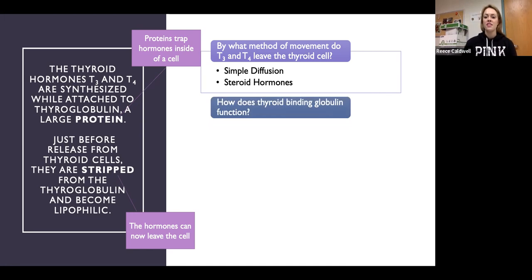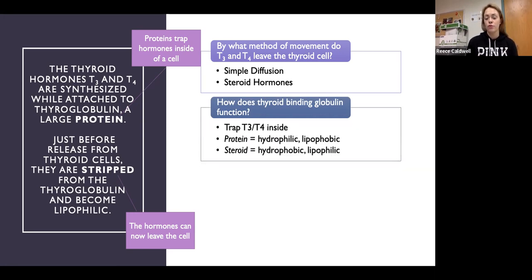The next question is, how does thyroid binding globulin, the large protein, function? Again, it traps T3 and T4 inside the cell, so it traps that thyroid hormone in the cell while it's being synthesized and created. You'll learn this in lecture if you haven't learned it already, but I wanted to include it here just to give you a second drilling in of this information.